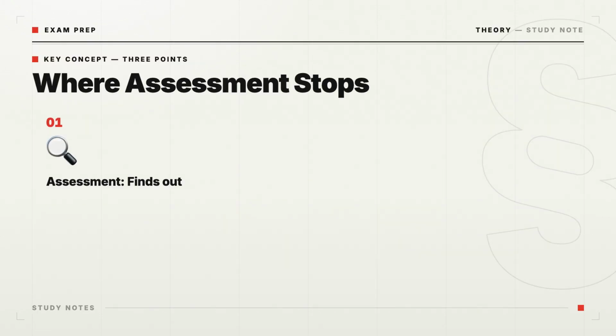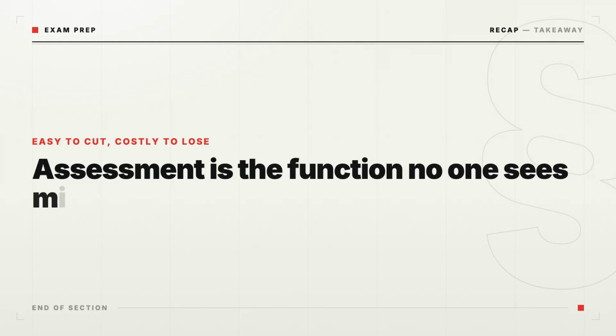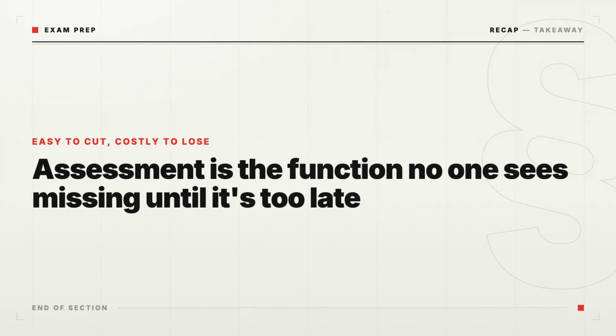Assessment finds out, it does not decide. The moment findings are used to set a priority or write a plan, the work becomes policy development. And once services are provided or linked to people, it becomes assurance. Two essential services belong here: routine monitoring and acute outbreak investigation. Assessment describes the population's health, while evaluation, part of assurance, judges the system's performance. Assessment is often the first budget cut because nobody dies visibly from a discontinued survey.